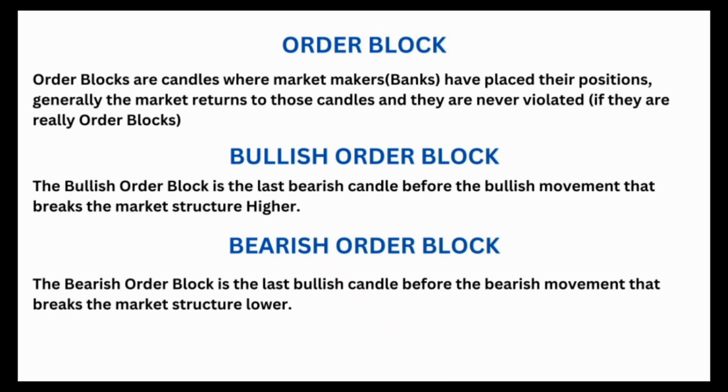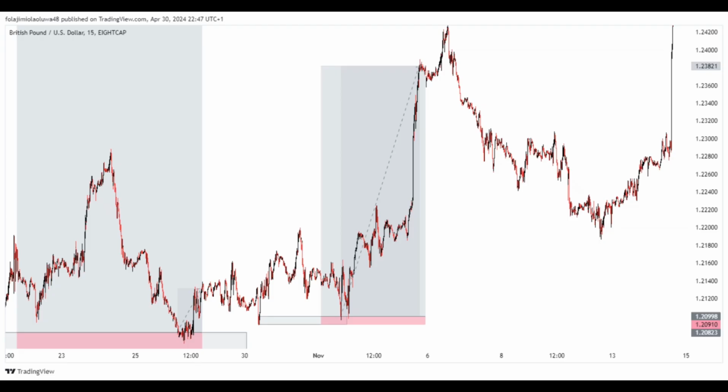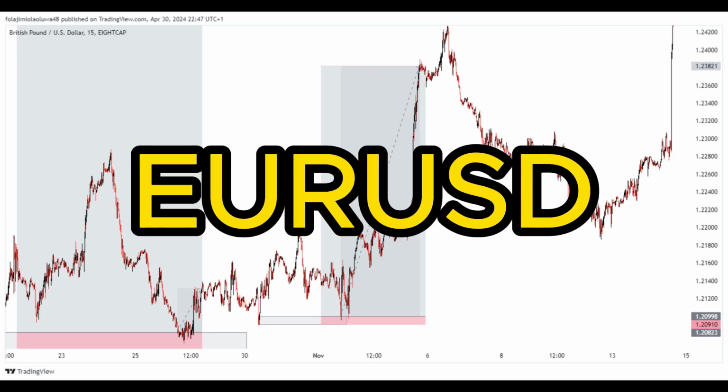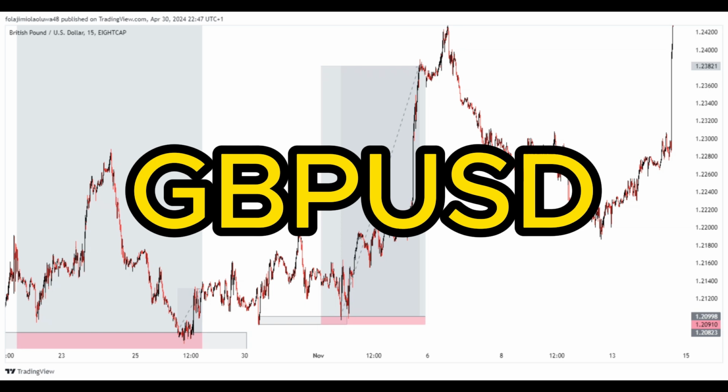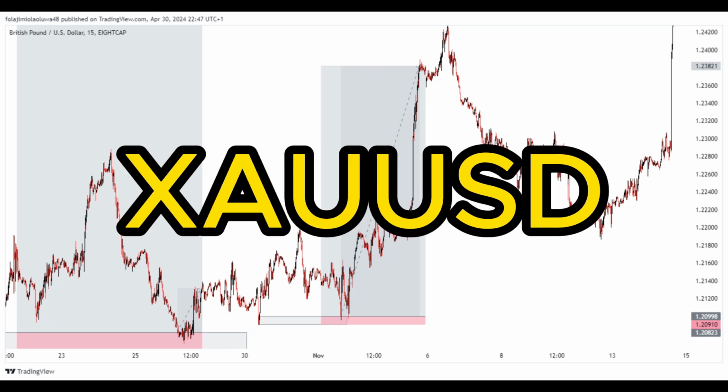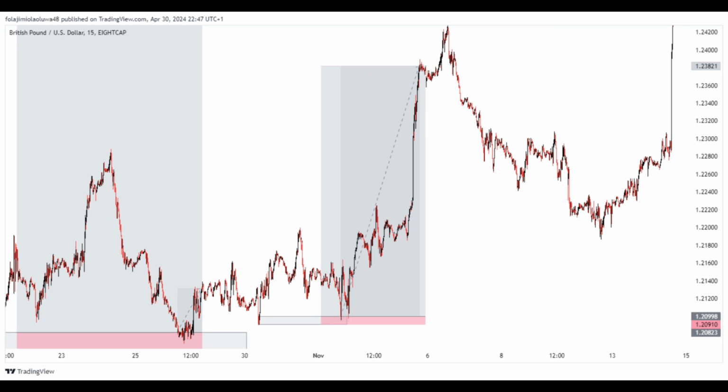I will show you what I mean by that on chart right now. I'll be explaining how to identify the real order block using 4 different pairs, which are EURUSD, USDJPY, cable, which is pounds USD, and also on gold. If the pair you're trading is not part of the pair I mentioned, you can comment in the comment section. Let me know the name of the pair.